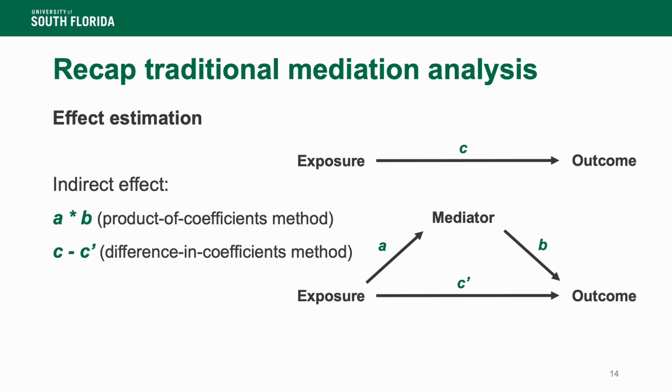And the indirect effect can be estimated using two different methods. The product of coefficients method estimates the indirect effect as the product of the A and B coefficients, and the difference in coefficients method estimates the indirect effect as the difference between the C and C prime coefficients. Intuitively, the difference in coefficients method represents the difference between the total effect and the direct effect. So whatever is left over after we subtract the direct effect from the total effect should represent the indirect effect.